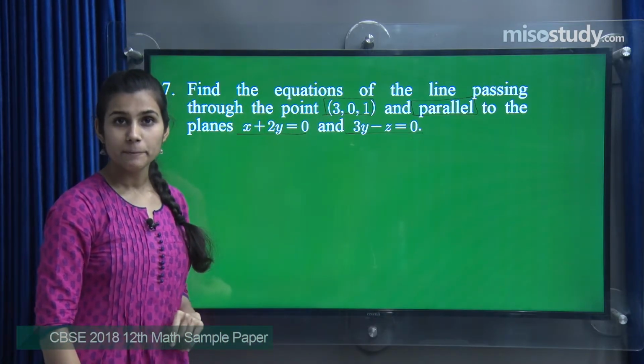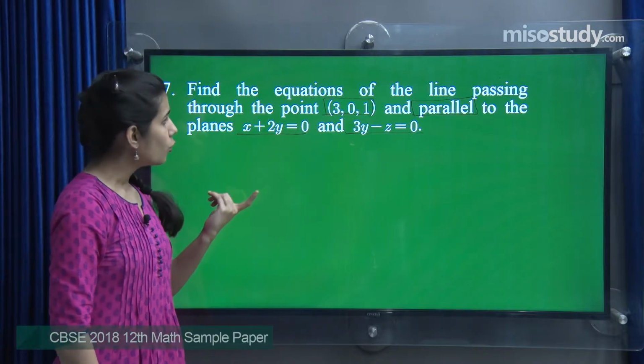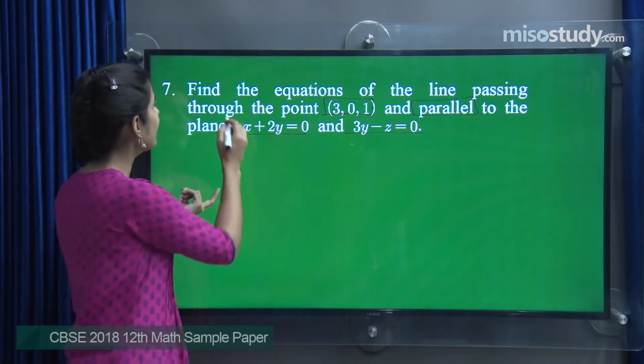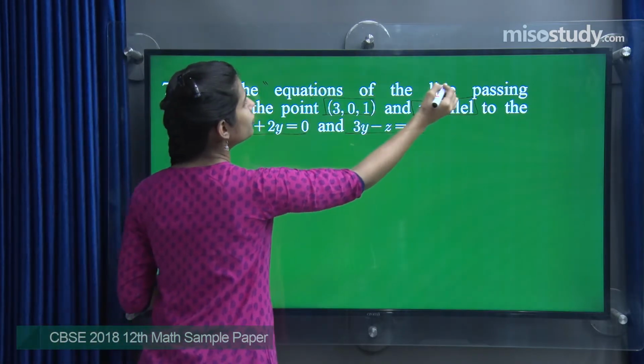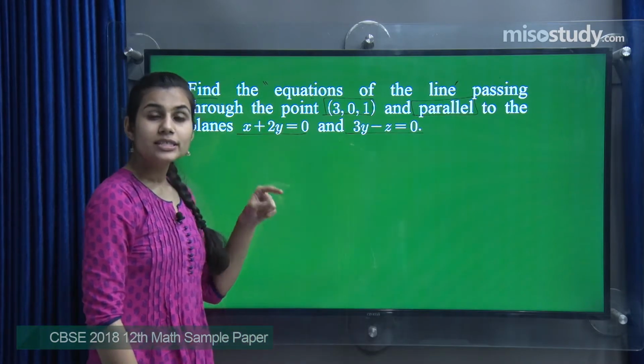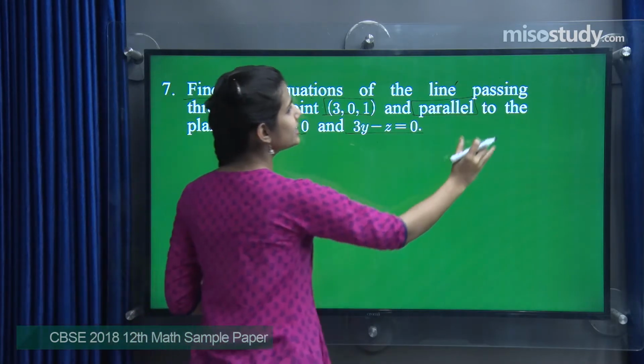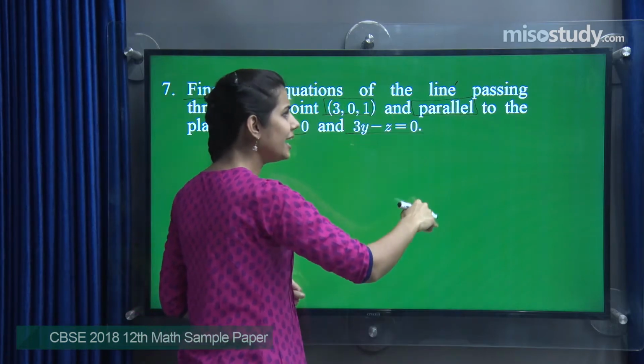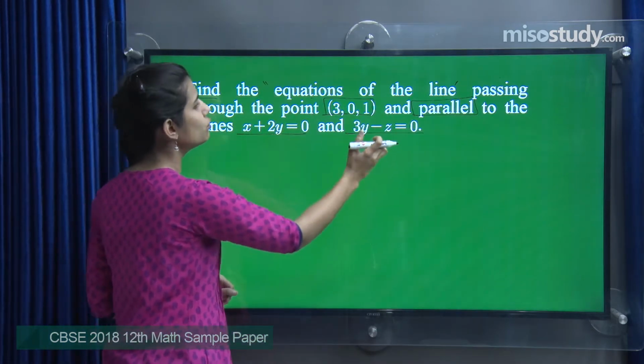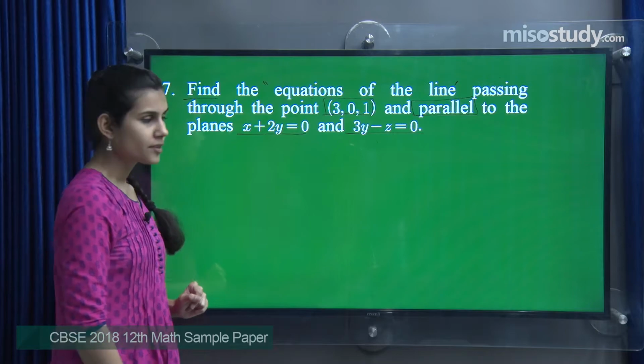So many pieces of information are given to you. Don't forget what you have to find. You have to find the equation of the line which is satisfying two conditions. One is it is passing through this point, and the second condition is it is parallel to these two planes.